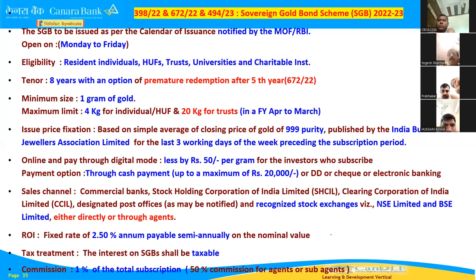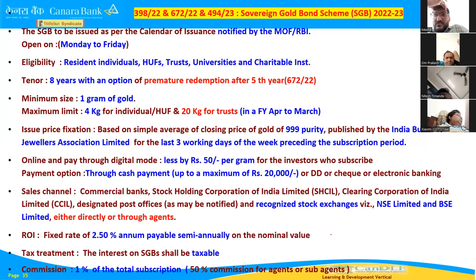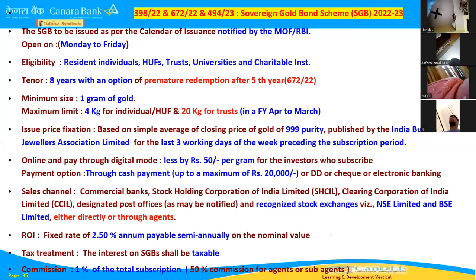What is the tenor of the sovereign gold bond? The maximum period is 8 years. But premature redemption after 3 years, the party can do. Again, I'm repeating a very important line: the party has to hold it for 8 years, but within 8 years, after completion of 5 years, if they want premature withdrawal, they can do. Premature withdrawal is very important. After the 5th year they can do, because two circulars came in this year.